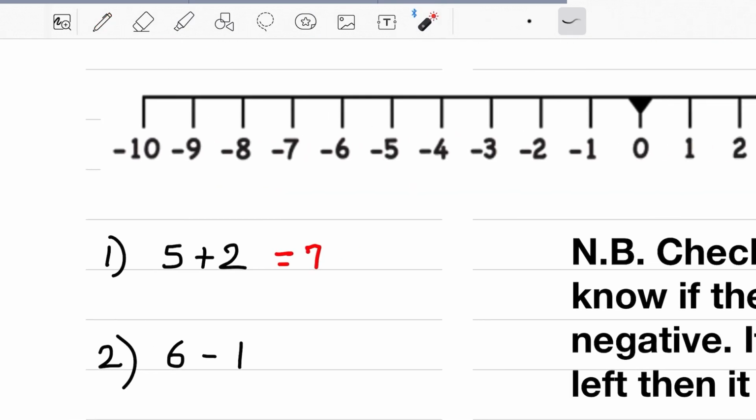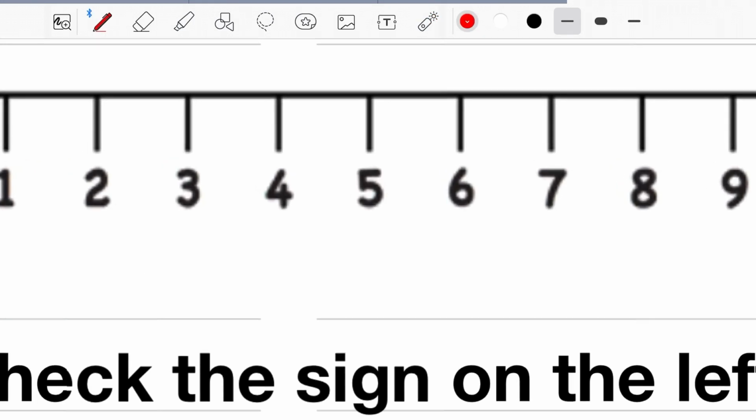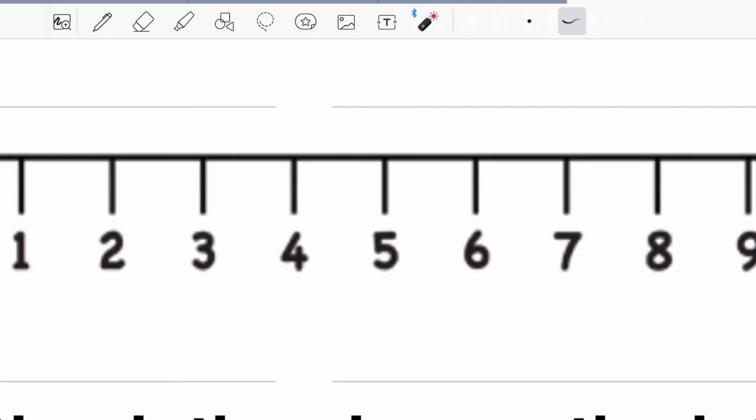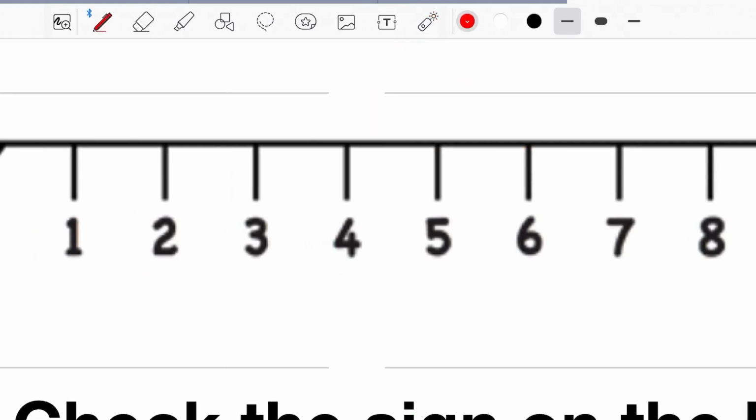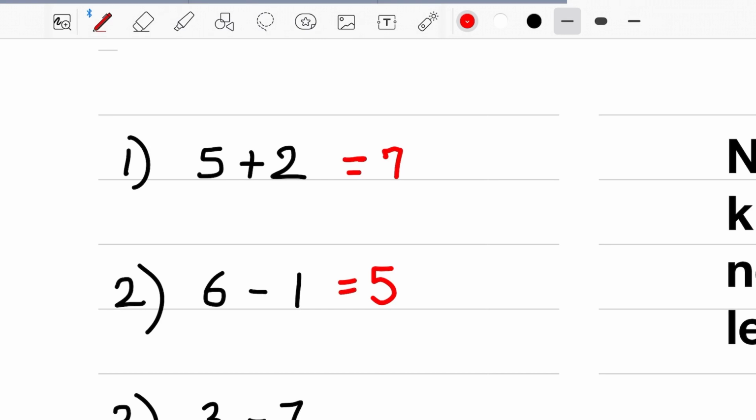Next, we have 6 minus 1. So again, we locate 6 on our number line. This time, we are moving to the left because we have a minus sign in the middle. And we're moving 1 space to the left. So 6 on our number line is here. Then we move just 1 space to the left. We end up at 5. So from our number line, we know that 6 minus 1 is equal to 5, or positive 5.